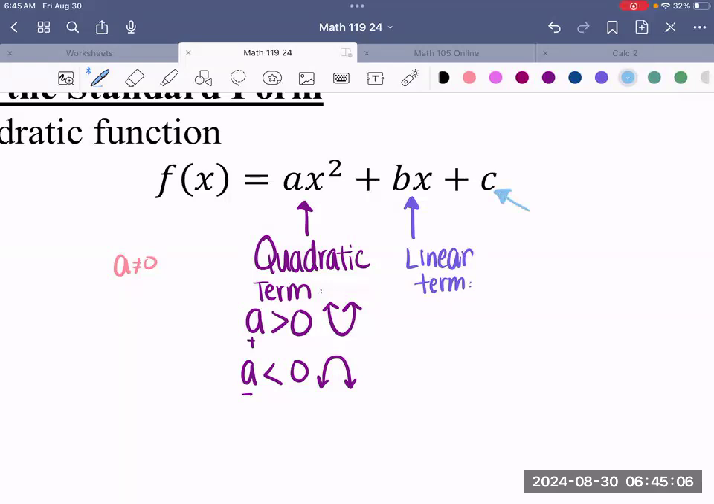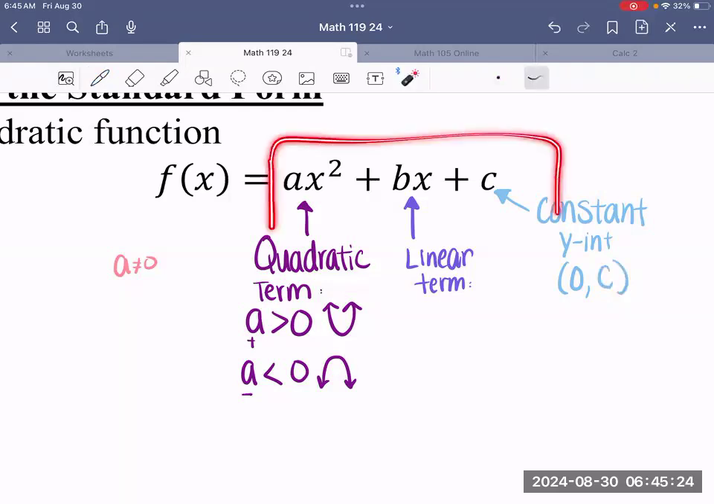Now, your C also has a special name. This is called your constant. Your constant is your y-intercept, where x is 0 and y is your number. In this case, y is going to be c. So by looking at your equation, you can automatically see your y-intercept, as well as determine the shape of your graph. This is before we get started when we graph today. So this is your setup for your quadratic equation.